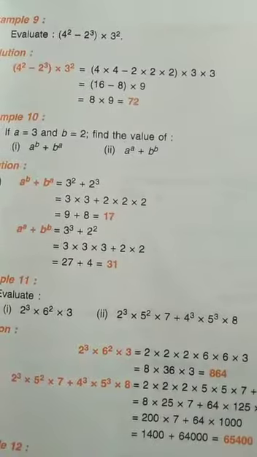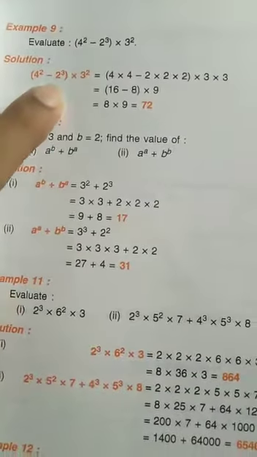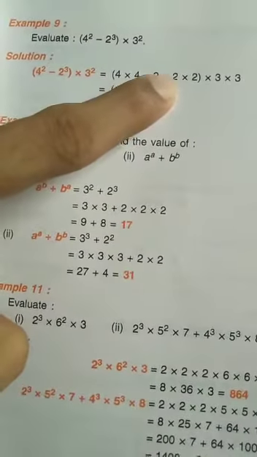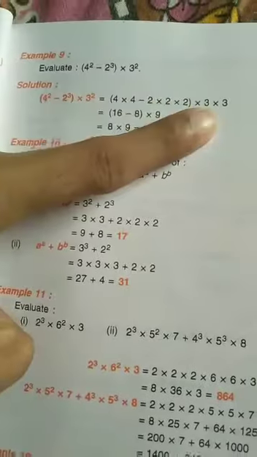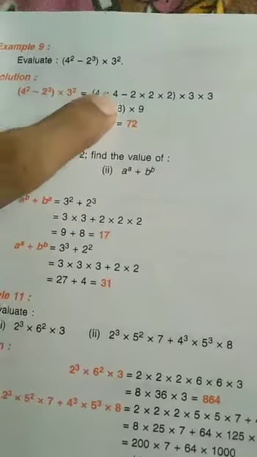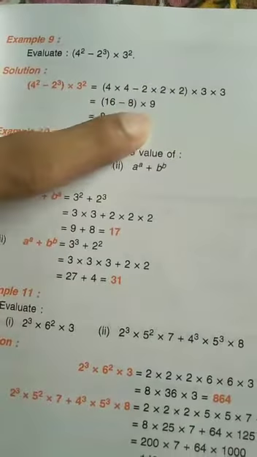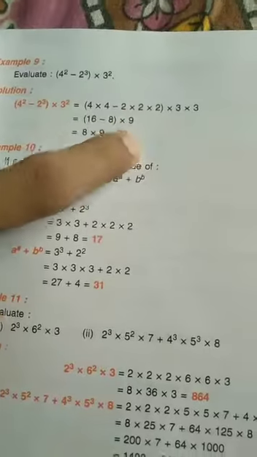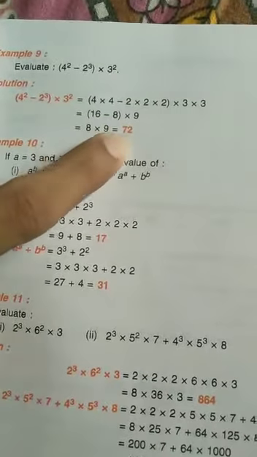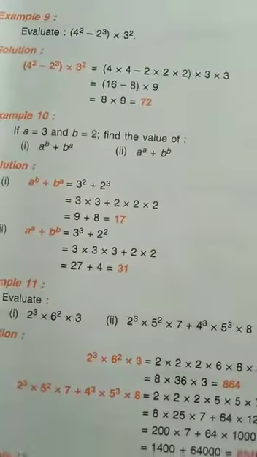So we need to at first calculate this one. So 4 into 4 minus 2 into 2 into 2 into 3 into 3. So that means we know that 4 into 4 means 16 minus 2 into 2 into 2 means 8. So 8 into 3 into 3 means 9. So 8 into 9 means 72 will be the answer.